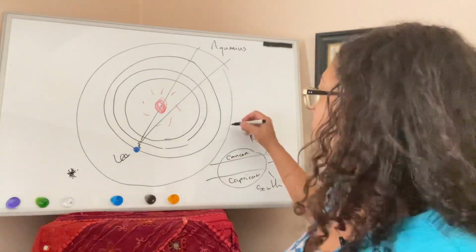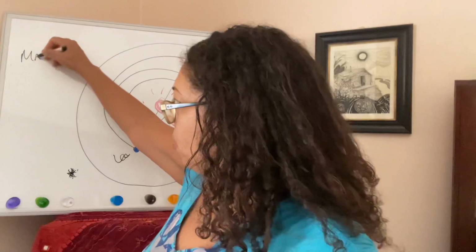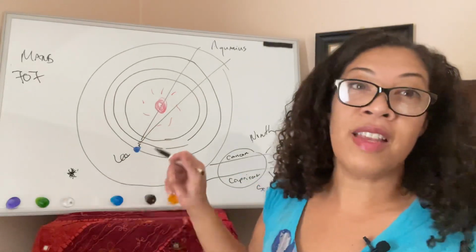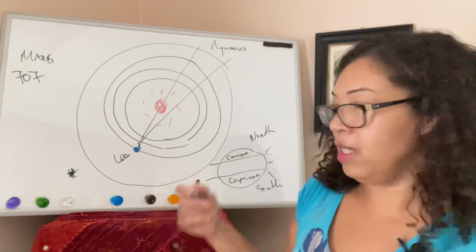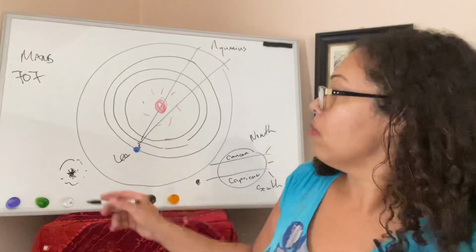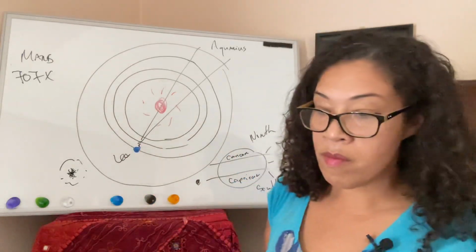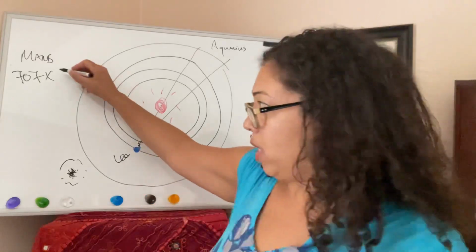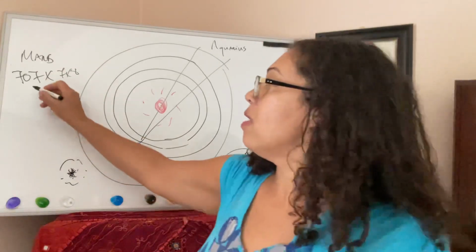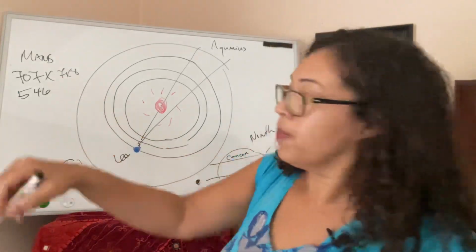Mars is out here in another ring. And Mars has, put Mars over here, a 707-day sidereal cycle. Sidereal means measured against the stars, or a star. It will come back to that same star, and it does that 7 or 8 times. But in between those times, it does it in, I think it's 546 days.